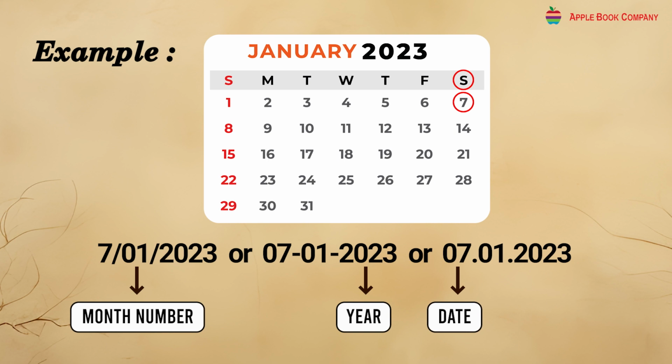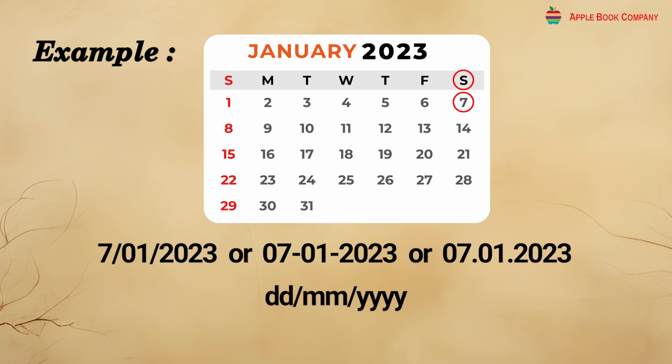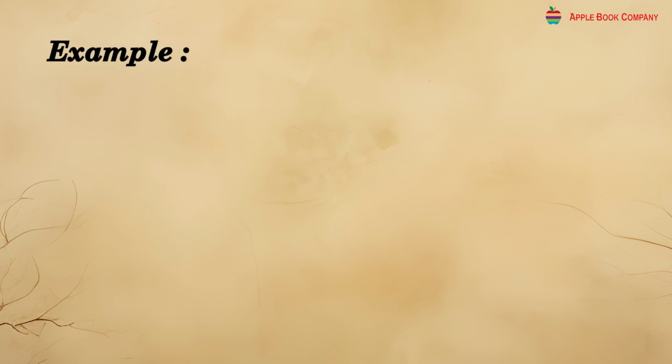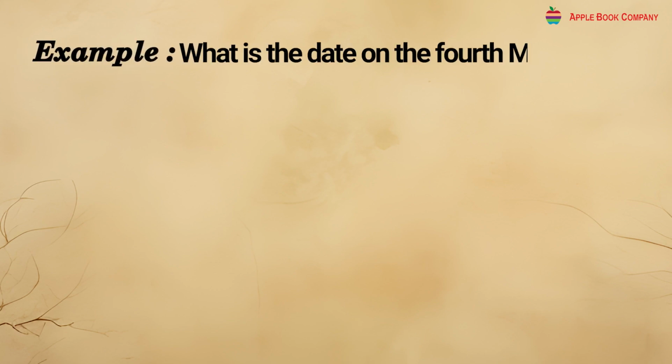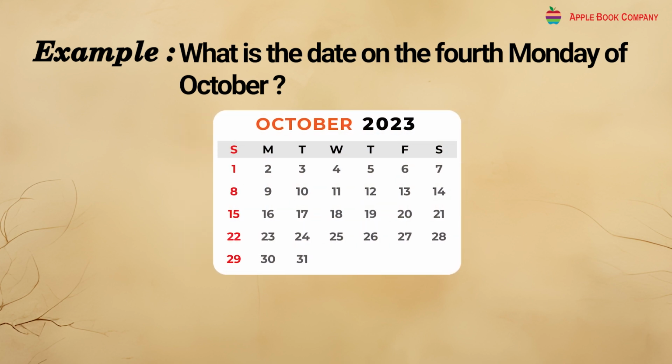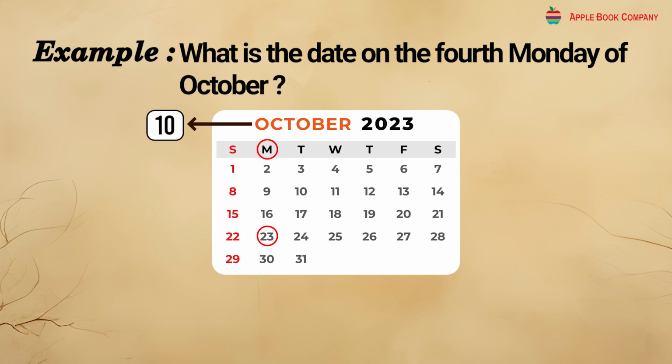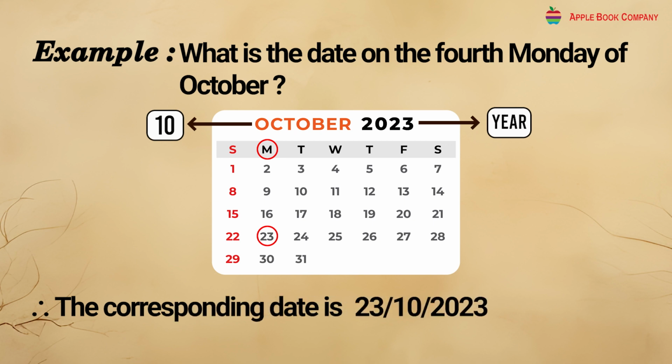The format can be written generally as DD/mm/YYYY, where DD is equal to day, MM is equal to month, and YYYY is equal to year. Example: what is the date on the fourth Monday of October? The day on the fourth Monday of October is 23. The month number is 10. The year is 2023. Therefore, the corresponding date is 23/10/2023 or 23.10.2023.